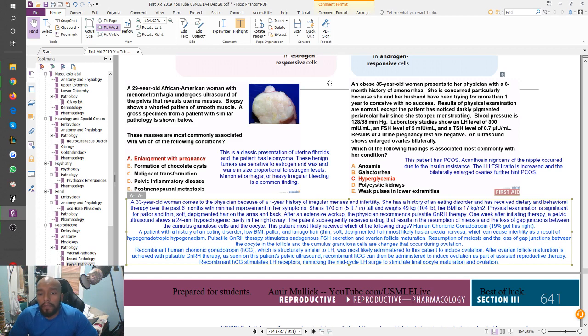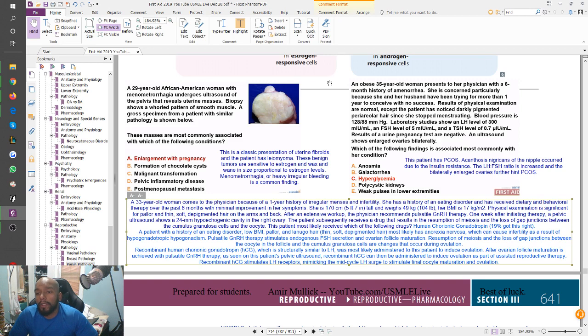She's 5'7" and weighs 104 pounds, BMI is 17. Physical exam is significant for pallor and thin, soft, depigmented hair on the arms and back. After an extensive workup, the physician recommends pulsatile GnRH therapy. 1 week after initiating therapy, a pelvic ultrasound shows a 24mm hypoechogenic cavity in the right ovary. The patient subsequently receives a drug that results in resumption of meiosis and the loss of gap junctions between the cumulus granulosa cells and the oocyte. This patient most likely received which of the following drugs, right?